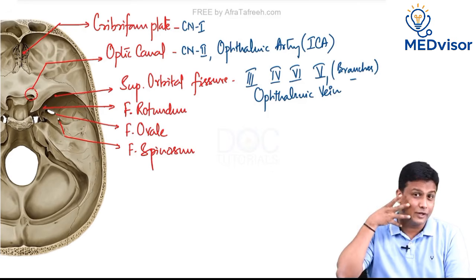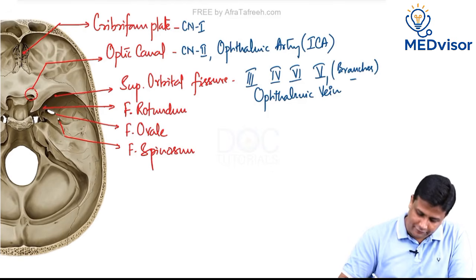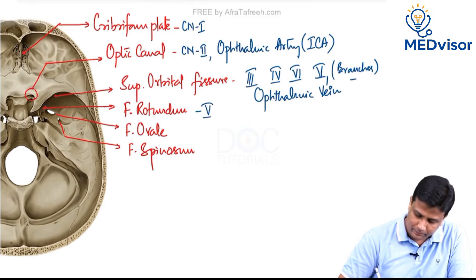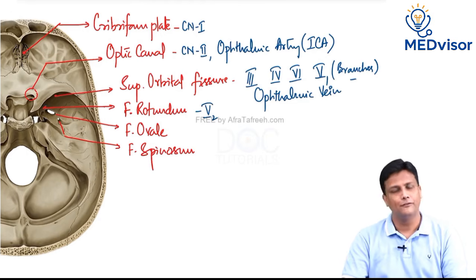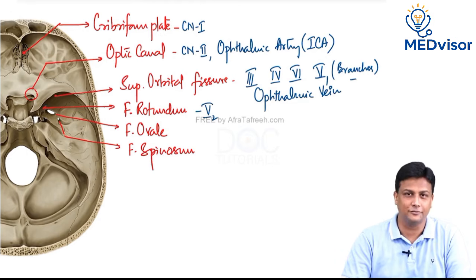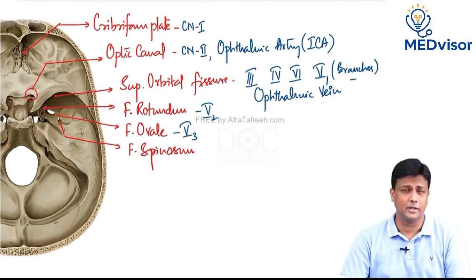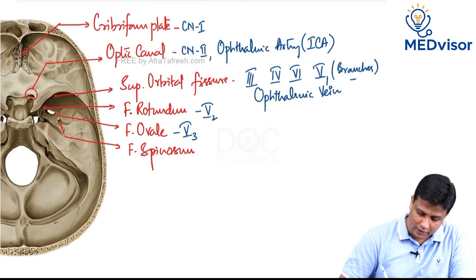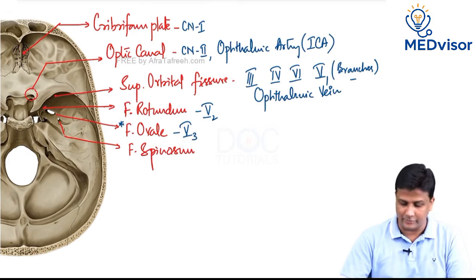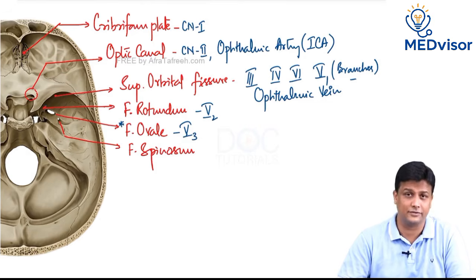Now what about the 5-2 and 5-3? Remember, 5-2 will be passing through the foramen rotundum. Hope you already know the name, guys. 5-2 is nothing but maxillary nerve. And obviously 5-3 should be passing through the foramen ovale, that is mandibular nerve. But hold on here. It's not only the mandibular nerve passing from foramen ovale. There are some more structures passing from here.